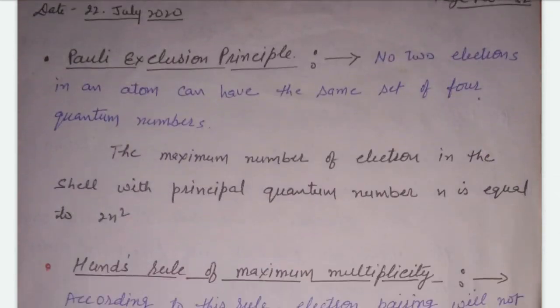Another is the Pauli exclusion principle. According to Pauli, no two electrons in an atom can have the same set of four quantum numbers. Whenever three quantum numbers are the same, the spin quantum number must differ. The maximum number of electrons in the shell with principal quantum number n, where n is 1, 2, 3, 4, is equal to 2n square.